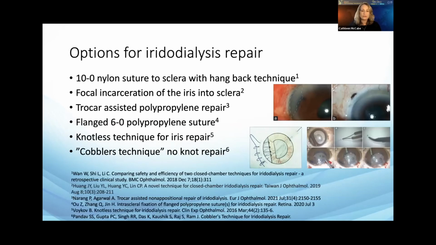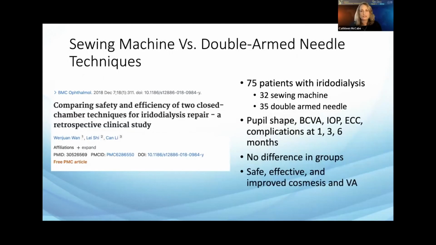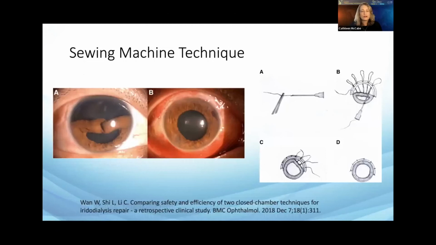There are lots of different options for iridodialysis repair. Some of them have no knots included, like you can see that cobbler's technique, which is the lower right. I think you can see my cursor, so it's right here. There are flange Prolene solutions as well, which I'm a big fan of, but I didn't know anything about those at the time of this particular case. And there have been studies, this one just recently published in 2018, looking at the difference between using a double-arm needle technique or a sewing machine technique. So lots of different options. In this study, everything was about the same. They were both very effective.